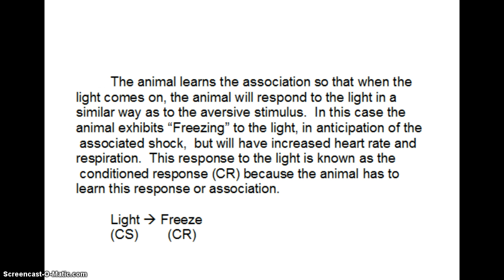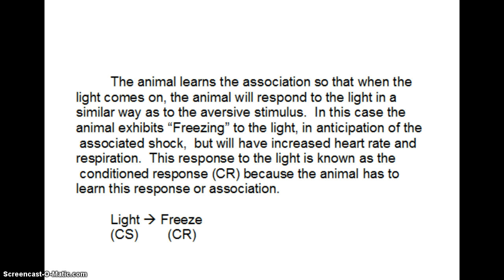And because the shock is still there, the jumping is occurring to the shock. If after these 20 or 30 pairings, the animal learns the association, so that when the light comes on, the animal will respond to the light in a similar way as to the aversive stimulus, even if that shock never comes. In this case, what we see is that the rat exhibits something known as freezing to the light. In anticipation of the associated shock, they're freezing, thinking, oh, here's this bad thing about ready to occur. We will still have increased heart rate, blood pressure, and respiration.